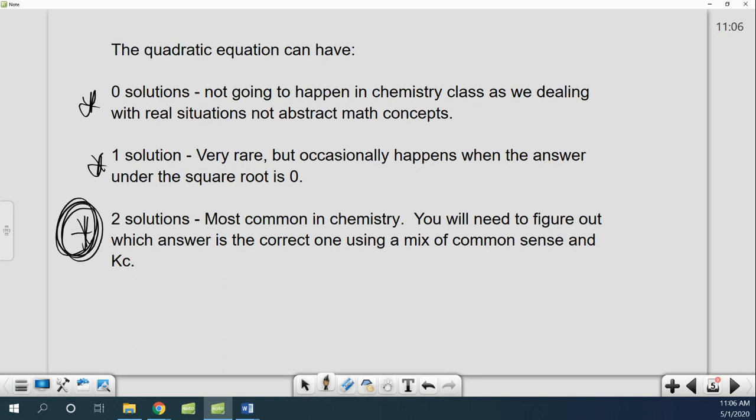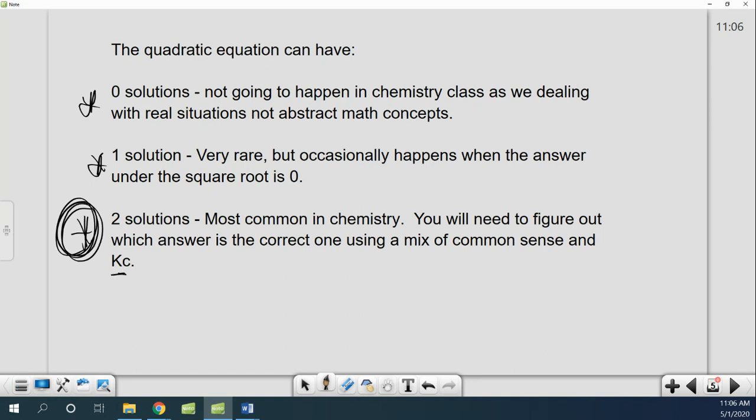Because we're dealing with a very real, concrete situation. We've got concentrations. They can't be negative. They have to be positive numbers. You're going to be sorting stuff out. You're likely going to get 2 solutions, which means you need to figure out which answer is the right one, which is a mix of common sense and the Kc value.